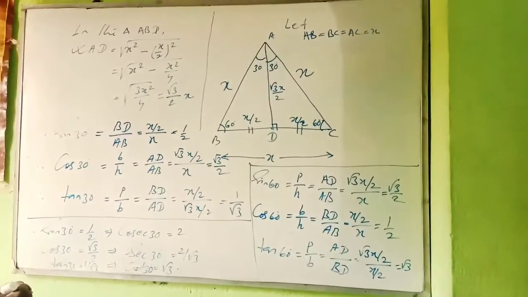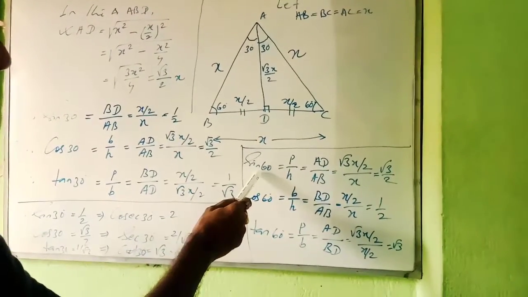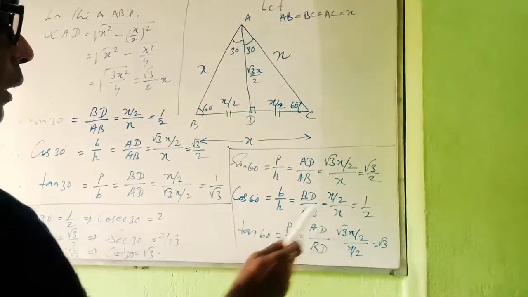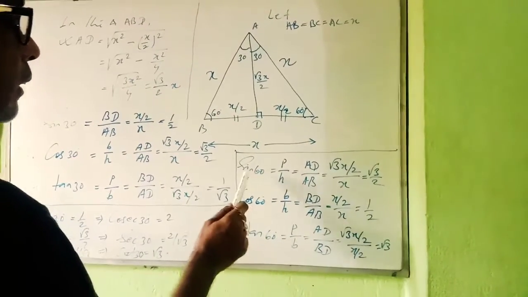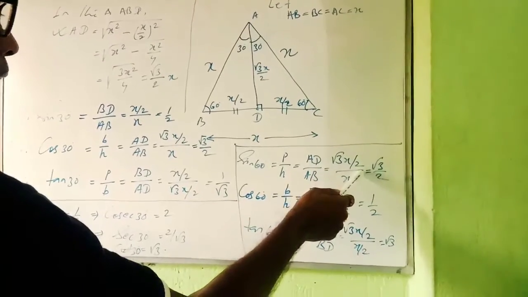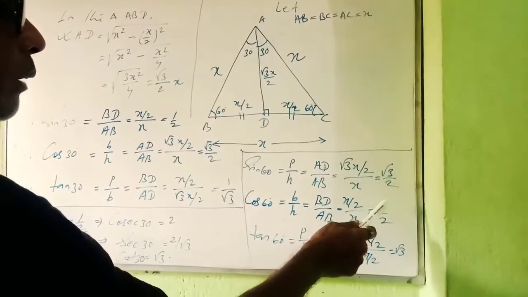Reciprocal of 1 by root 3 is equal to only root 3. Same process. Sin 60 equal to how much you got? Root 3 by 2. Cos 60 equal to how much? 1 by 2. Tan 60 equal to how much? Root 3. Sin 60 reciprocal will be cosec 60 degree. That will be 2 by root 3. Cos 60 reciprocal will be sec 60. That will be 2. Reciprocal 1 by 2.